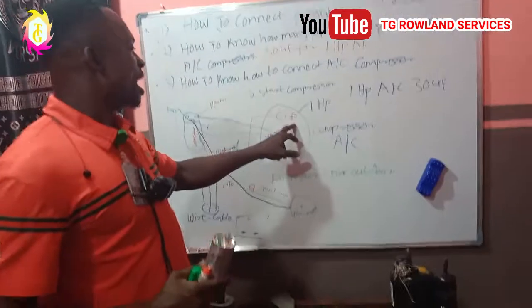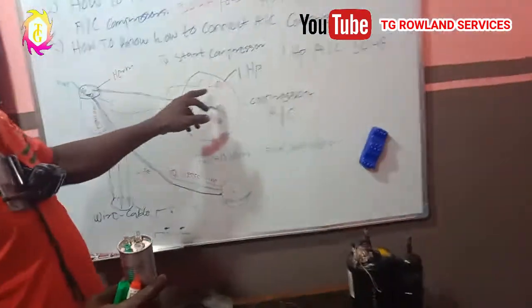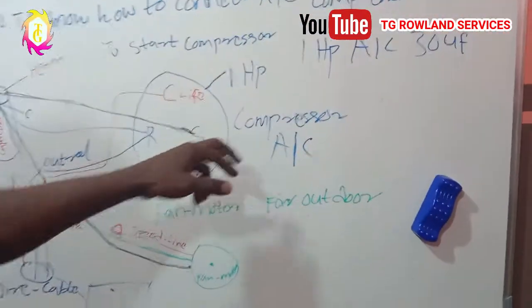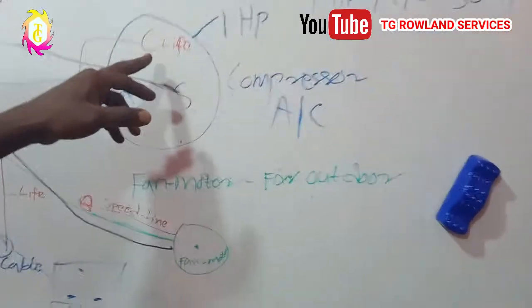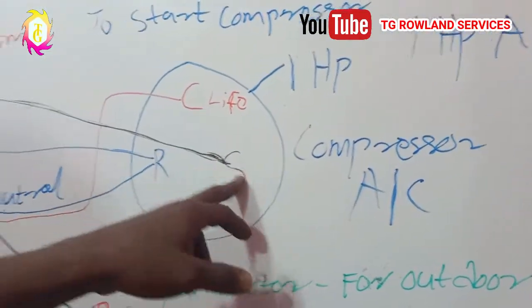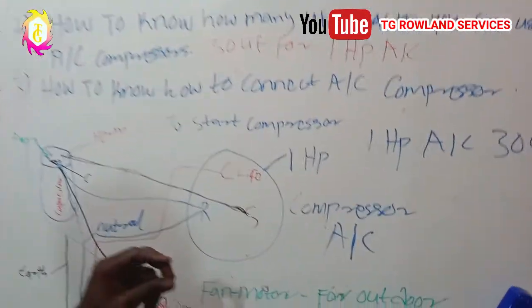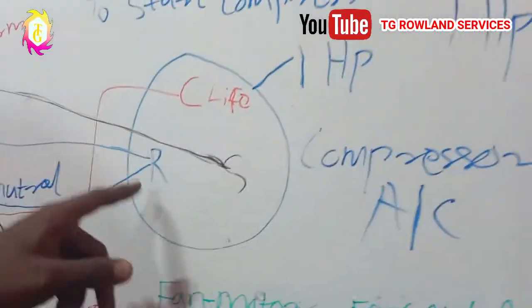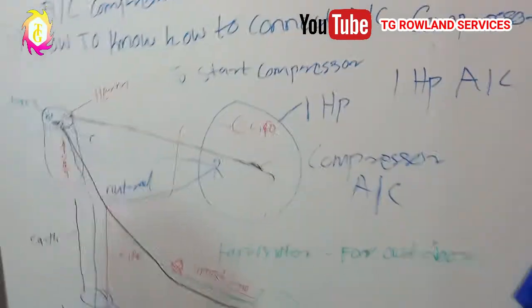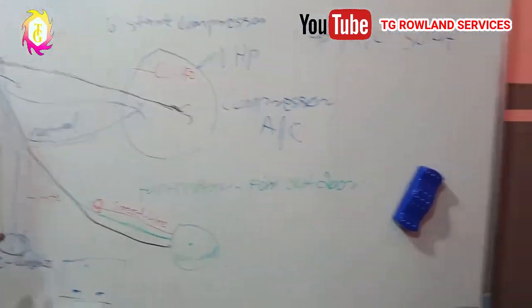Now, when you come down here, you see what we have here. We have a compressor, 1 horsepower AC, which has that. You can see what we write here, CRS. In the normal terms of refrigeration, in technical terms, it's called common running starting. What did I say? Common running starting.